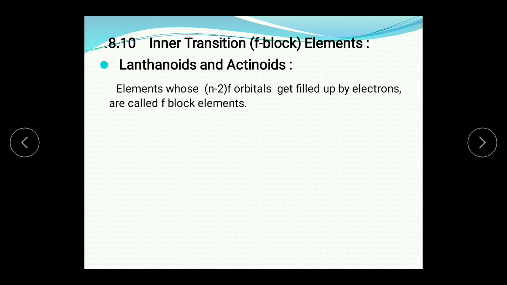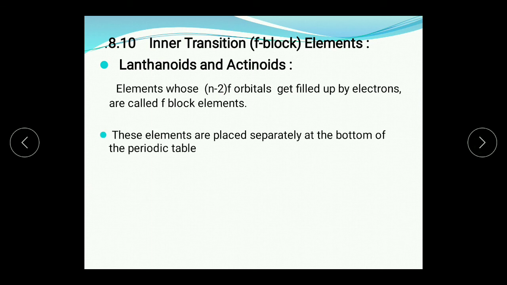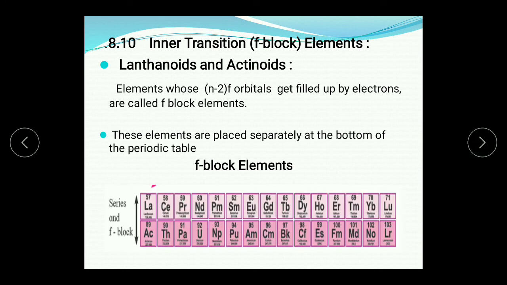Why is it written n-2? Because F is always the pre-penultimate shell. It is not the nth shell or n-1 shell, it is always n-2. As we have seen in the case of transition elements, the last but one shell is a D shell. Like that, the last but second shell is F always. Now, the next property is they are placed separately at the bottom of the periodic table and the arrangement is like this. We just have seen this arrangement. So, these are the F block elements arranged in two horizontal rows containing 14 elements each.